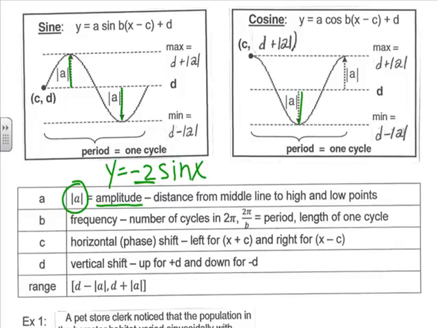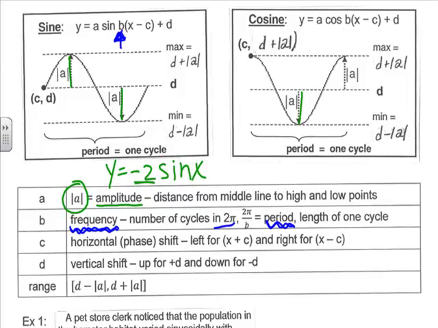Okay, frequency is the thing in the B position if you're looking for it in your equation, and that tells you the number of cycles of the curve in 2 pi. So sometimes you get frequency and this thing called period mixed up. So frequency is basically how frequently it does its thing in 2 pi, one lap around the unit circle. Now if we take 2 pi and divide it by the thing in the B position, that gives us the period. That tells you how long one cycle takes.